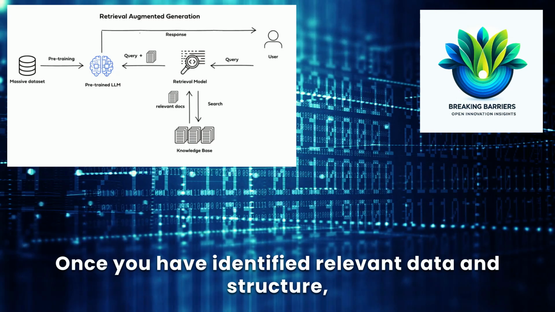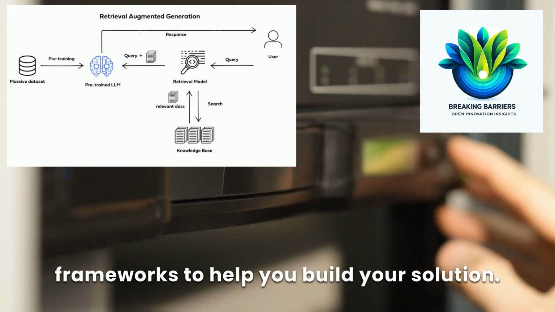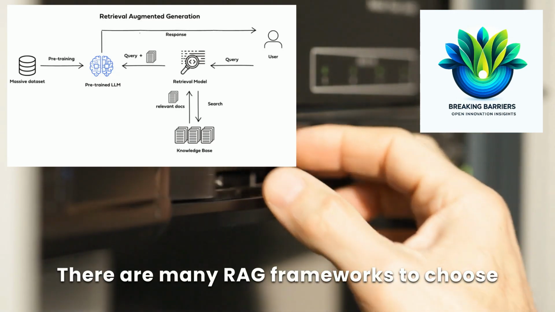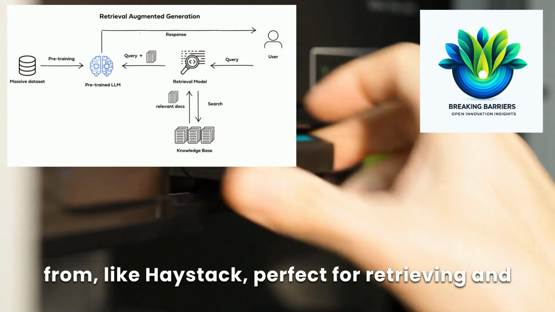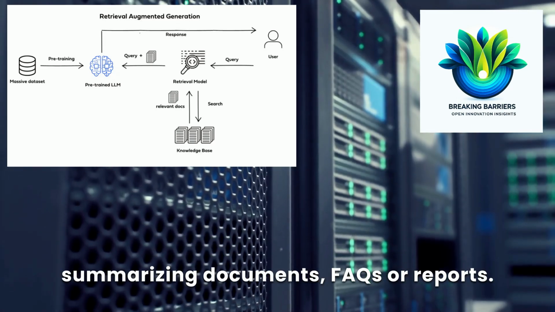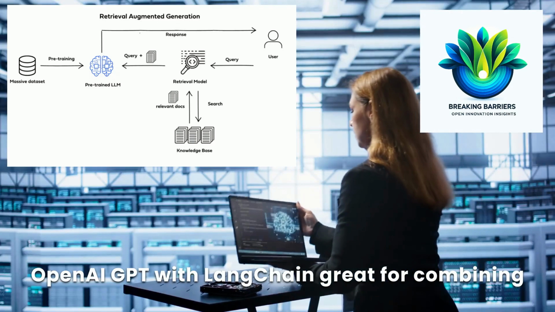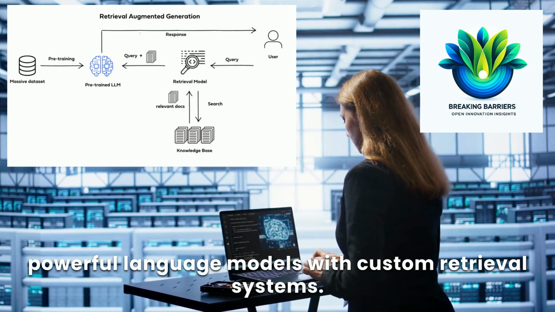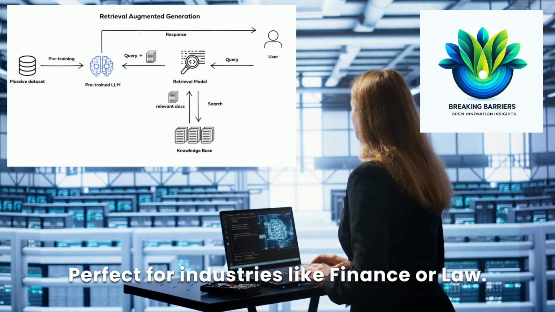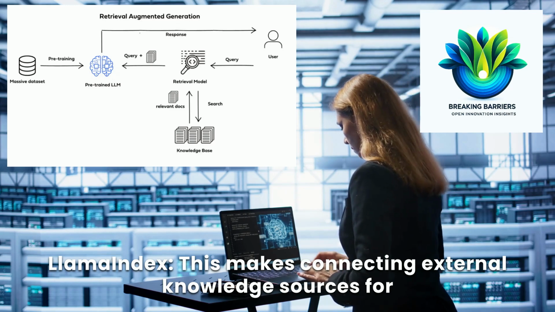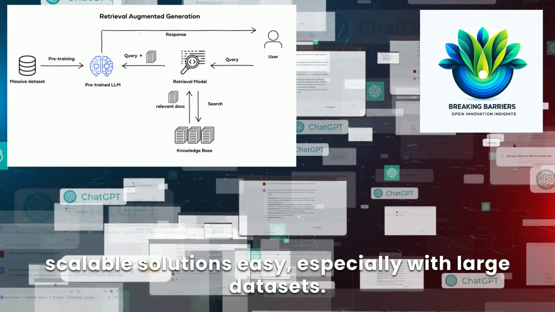Once you have identified relevant data and structure, you will need to evaluate and select RAG frameworks to help you build your solution. There are many RAG frameworks to choose from, like Haystack, perfect for retrieving and summarizing documents, FAQs, or reports. OpenAI GPT with LangChain, great for combining powerful language models with custom retrieval systems, perfect for industries like finance or law. Llama Index. This makes connecting external knowledge sources for scalable solutions easy, especially with large datasets.